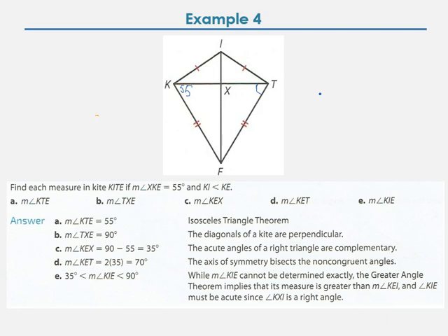If you take a look, you have two congruent sides in this triangle, and we have two congruent base angles. The measure of TXE equals 90 degrees, and that's because the diagonals of a kite are perpendicular. The measure of angle KEX, that is, in a new color, right here, equals 90 minus 55.